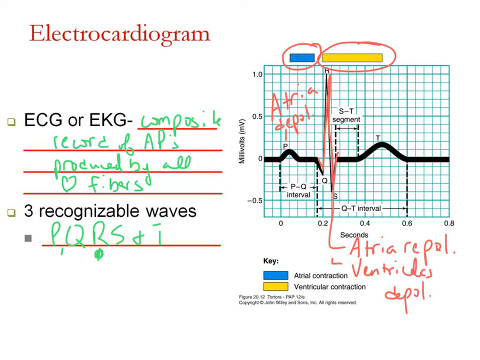Now we need to do what to them? So here's a T wave. This is where, of course, the ventricles repolarize. So they go back down to resting membrane potential. The calcium channels close, more potassium channels open.